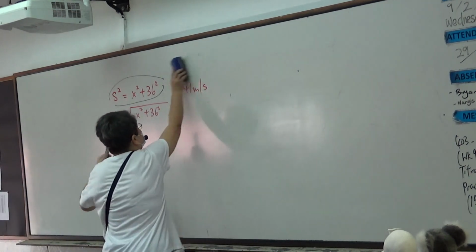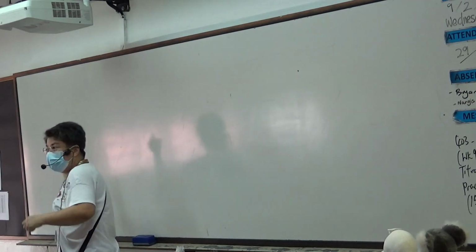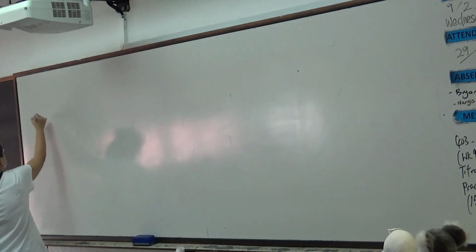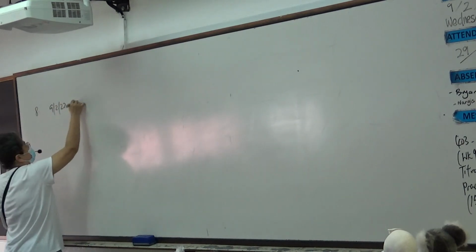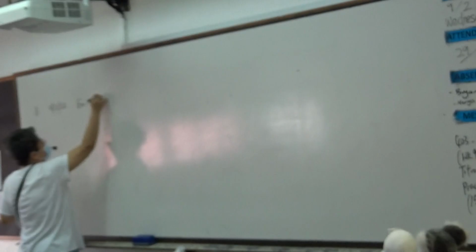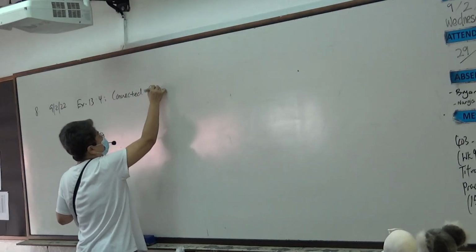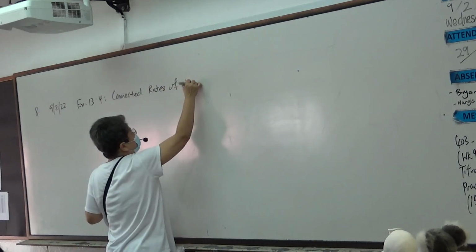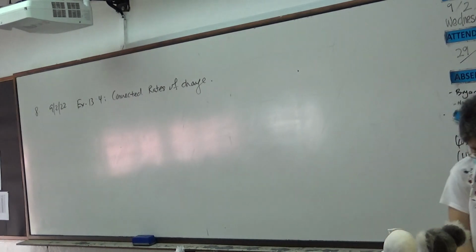Now I write what? 7, 8, 9, 10. Now write 8. Is it correct? Okay, 8. Can all of you write 8? Today's date. Exercise 13.4, Connected rates of change. Okay?